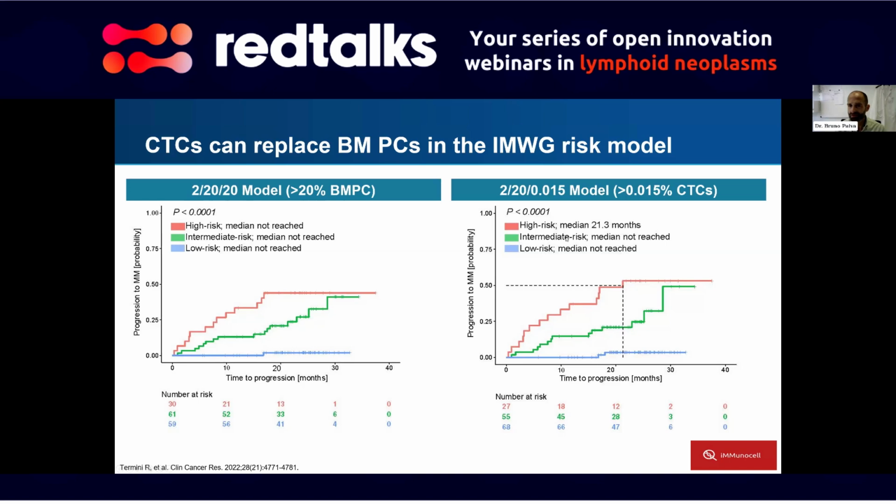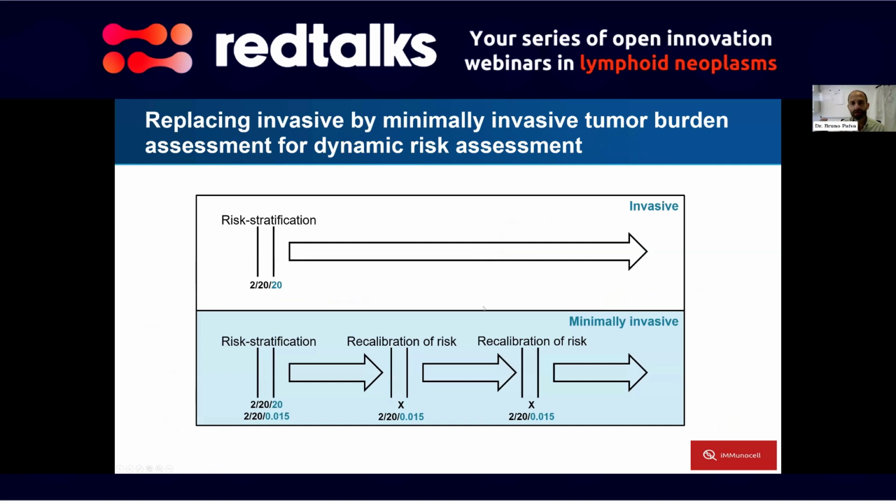And in the right part of the slide, we have a new model that keeps the concentration of the M protein, the serum free light chain ratio, less or more than 20, and a new cutoff of 0.015% circulating tumor cells. And as you can see, we replaced bone marrow plasma cells by CTCs, and the models are very much similar. This is similar risk stratification, but obviously a clear advantage of the model in the right part of the slide. And the clear advantage is that it relies on 3 minimally invasive biomarkers: 2 in the serum, M protein, free light chains, and the CTCs in the peripheral blood.